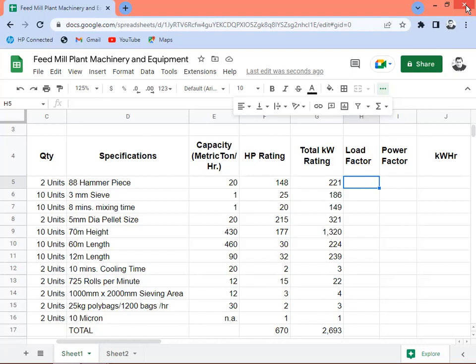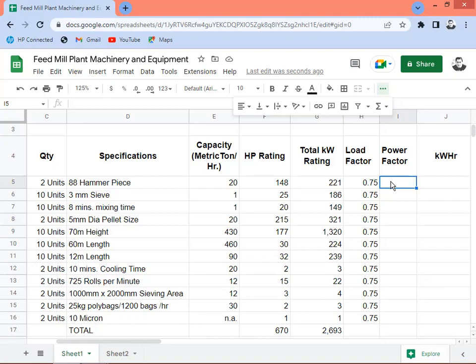So I'm going to assume 75% load factor. I'm going to make it the same for all, but it could be different. This equipment, the hammer mill, the load factor is different, and the batch mixing also has a different load factor. But for the sake of the exercise, I'm just making it 75% across the board.